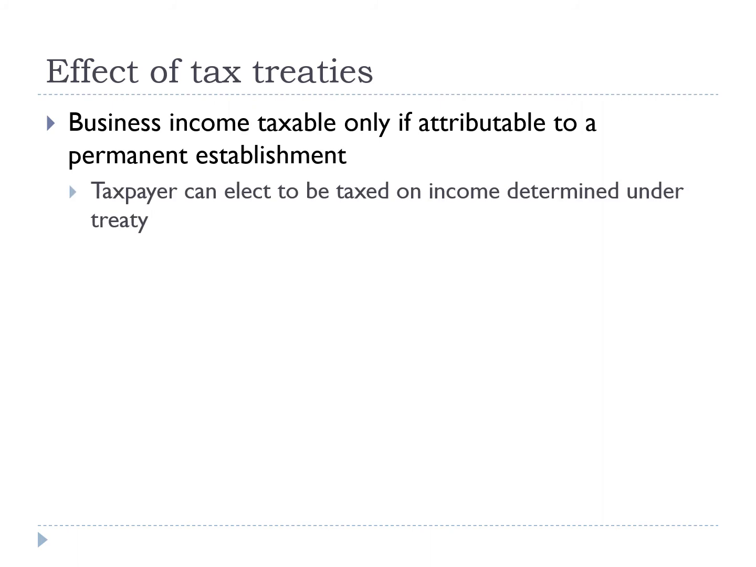In general, if the income subject to tax in the United States as determined under the tax treaty is less than it would be under U.S. domestic tax law, the foreign taxpayer may, but is not required to, invoke the treaty to reduce the tax.